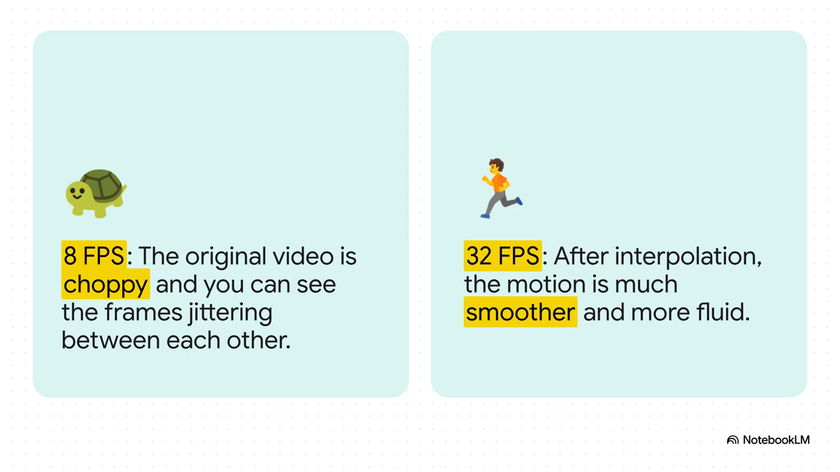On the left, you can totally see that jittery, almost stop-motion feel of a low frame rate. But on the right, after interpolation, the movement is fluid and natural. This one step is so crucial because our eyes are just trained to expect smooth motion, and when you deliver that, your video instantly feels more high quality.